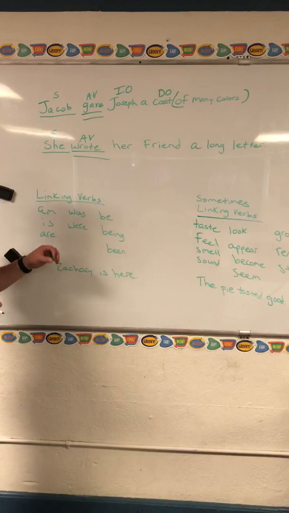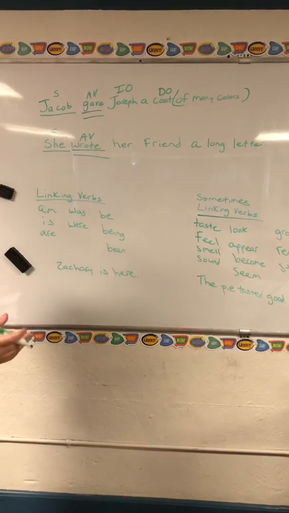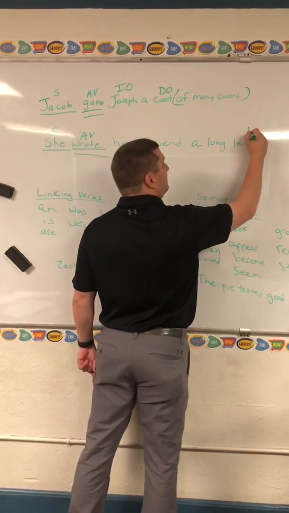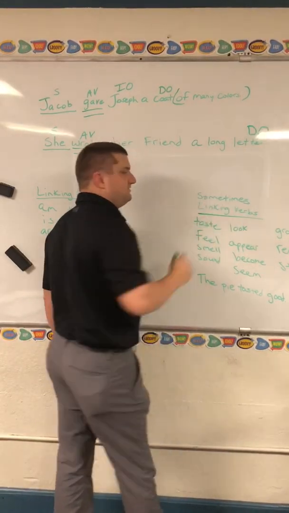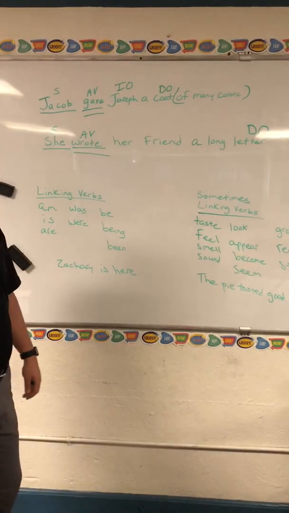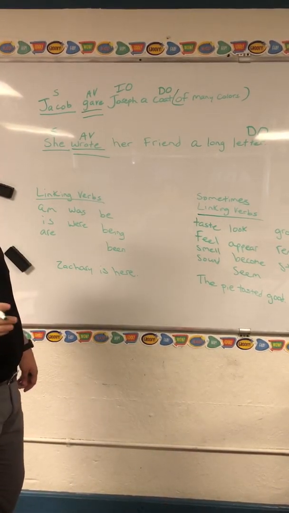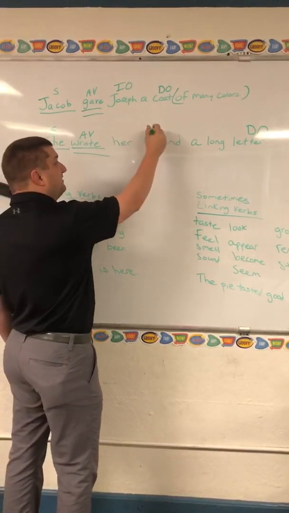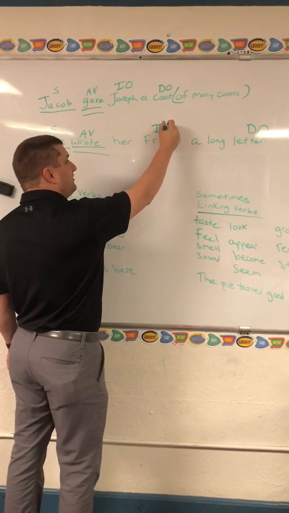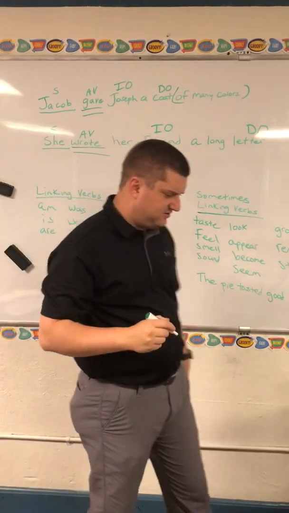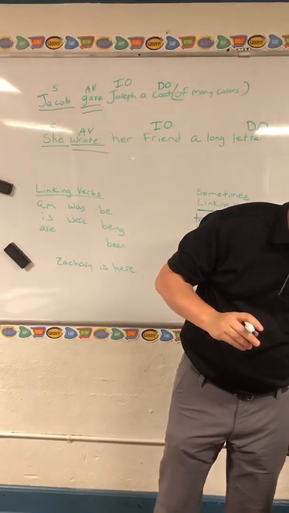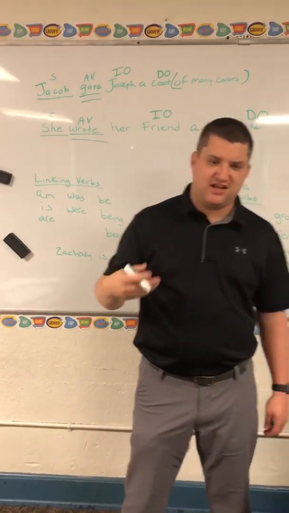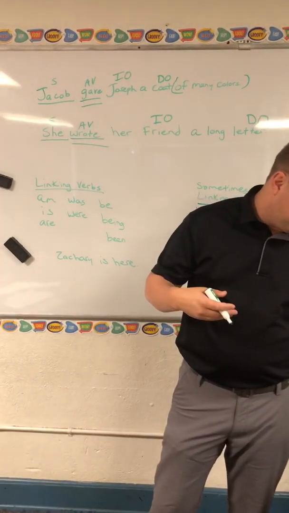Now find your direct object. What did she write? She wrote what? A letter. Your letter is your direct object. And now we have to see if there's an indirect object. Who did she write a letter to? According to this sentence, a friend. So friend would be your indirect object. I'm looking to see if there is an indirect object. Some may not have indirect objects. Some may just have a direct object.